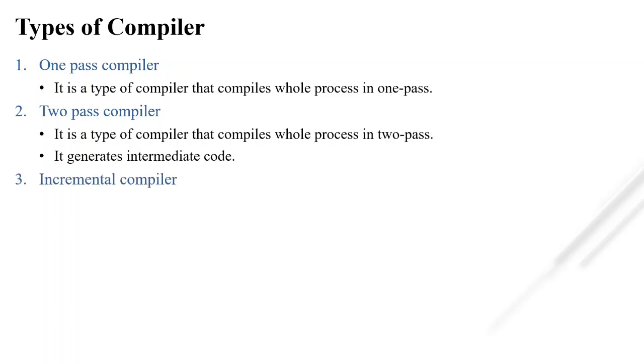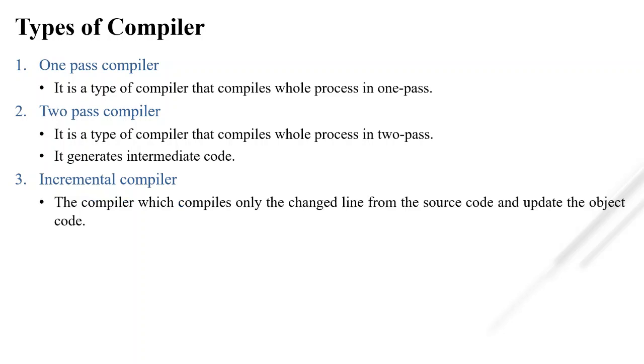The third type of compiler is the incremental compiler. It is a compiler which compiles only the changed lines from the source code and updates the object code. Suppose I compile a C program which is error free, then obviously one object file is created. When I update or modify that source code and compile again, only the updated code is compiled, not the whole code. That is known as an incremental compiler.